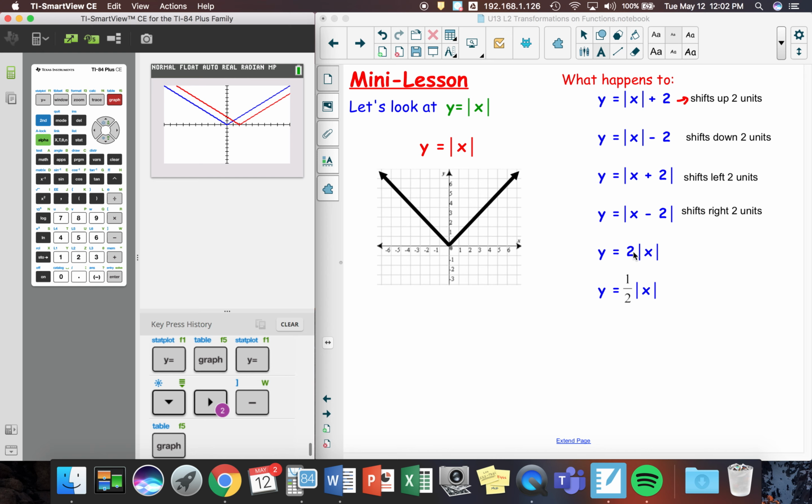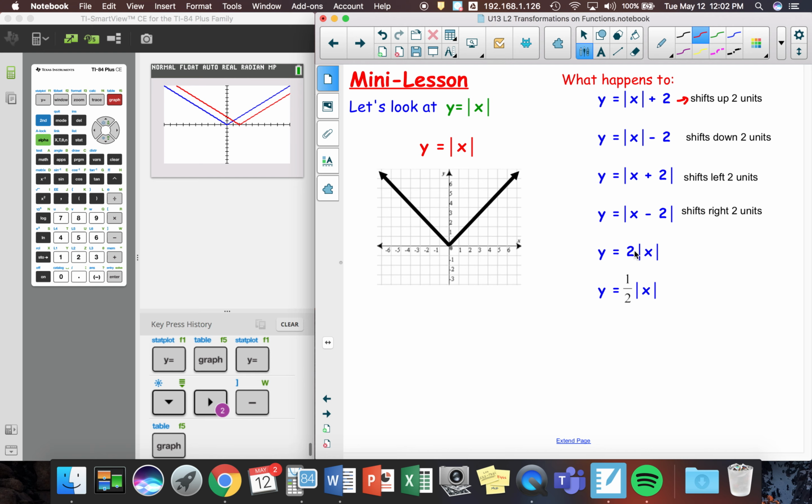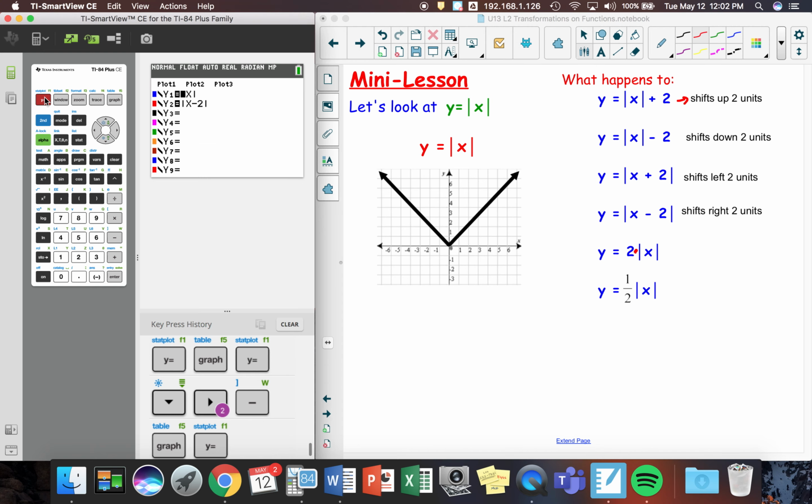So I know that this operation here is multiplication. So I know it's going to be 2 times x, the absolute value of x. Now you know whenever you multiply something by 2, it gets bigger. So what does that really mean for absolute value functions?